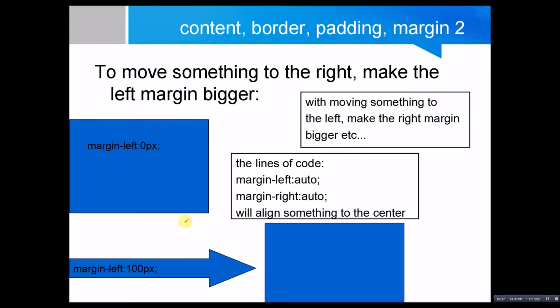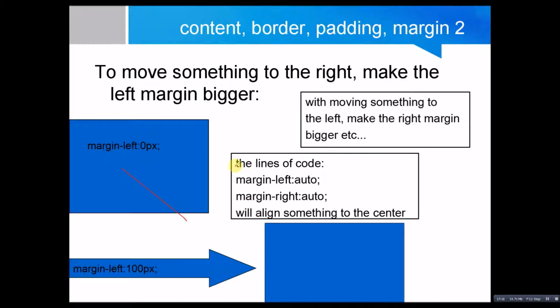If you wanted to move something, you use margin left, margin right, margin top and margin bottom. If you want to move something to the right, you make the margin left bigger. If you want to move something down, you make the margin top bigger. If you want to move something to the left, you make the margin right bigger. If you want to move something up, you make the margin bottom bigger.